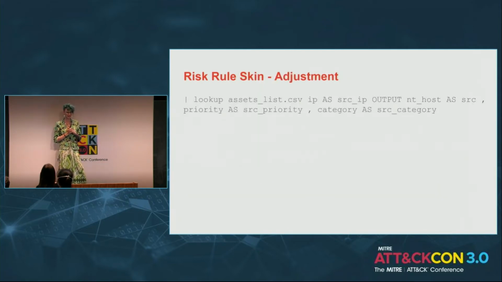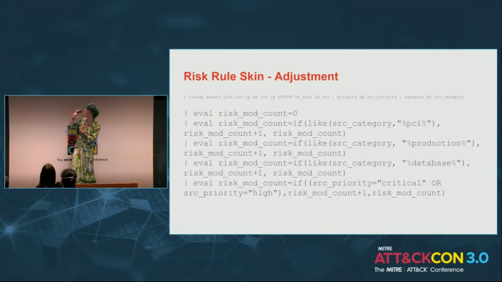And lastly, we'll throw a skin on there. In this case, I'm looking up an asset list and then providing the host name if I have it, as well as the priority and the category. And this next slide is not that scary. It's just starting with a count of 0. And then if in the category I see PCI, go ahead and add 1 to that 0. Otherwise, leave it alone. If I see production, add 1, otherwise leave it alone. If I see database, add 1, otherwise leave it alone. And priority critical or high, same thing. And then on top of that, a fun thing you can do is add that vuln data.